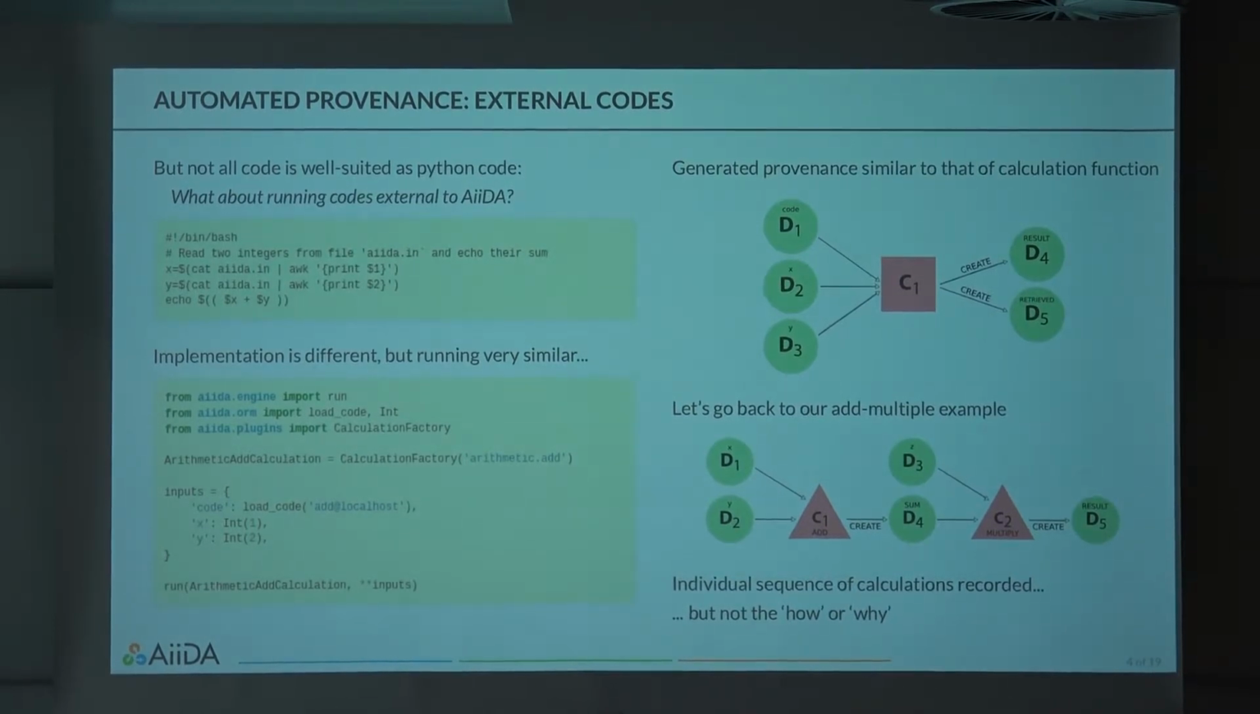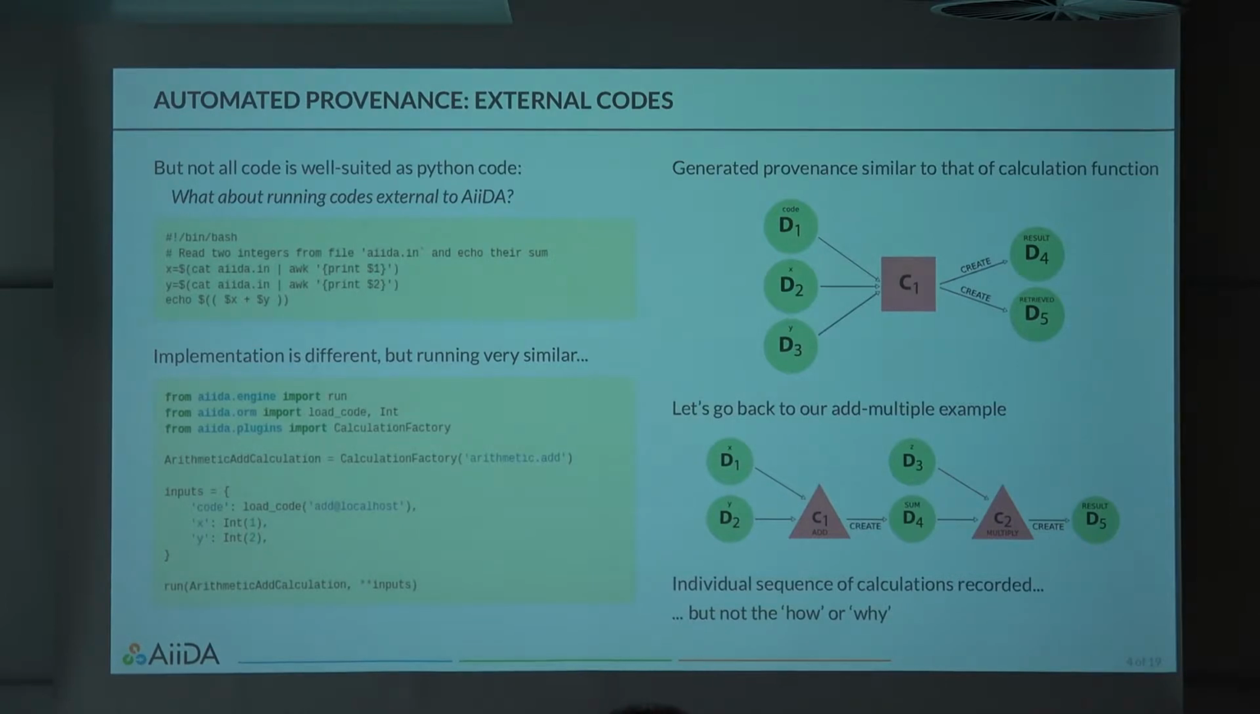So now if we go back to our initial provenance graph generated by a calc function example, you see that the individual sequence of the calculations is recorded. So we have our addition here and we have our multiplication, but it doesn't really say how or why this has happened. Now this example is a bit silly, but imagine you have an actual workflow that has many steps, many calculations. There's always some sort of logic for why you do a certain calculation, and based on those results, you go to another.